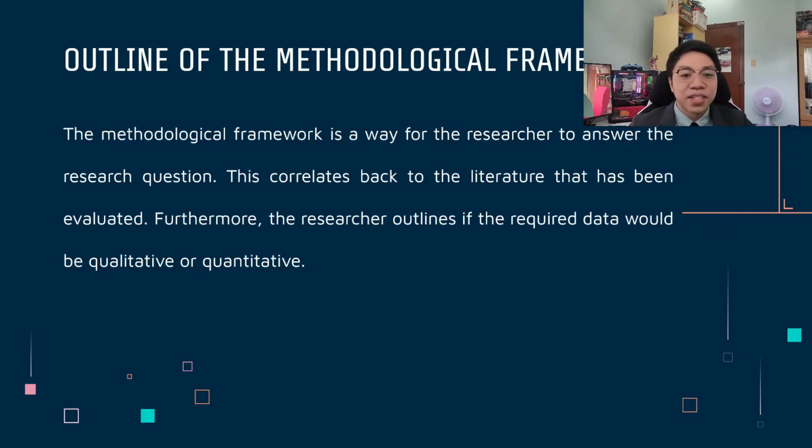So we will now discuss the outline of the methodological framework. The methodological framework is a way for the researcher to answer the research question. So this correlates back to the literature that has been evaluated, and furthermore, the researcher outlines if the required data has to be qualitative or quantitative.